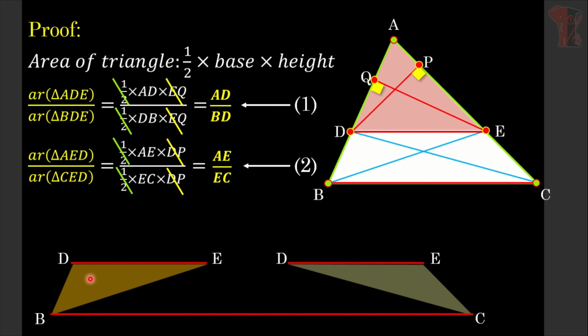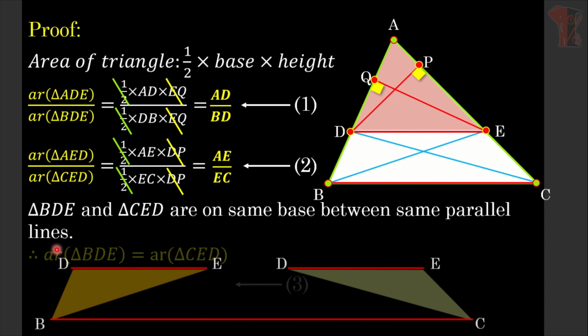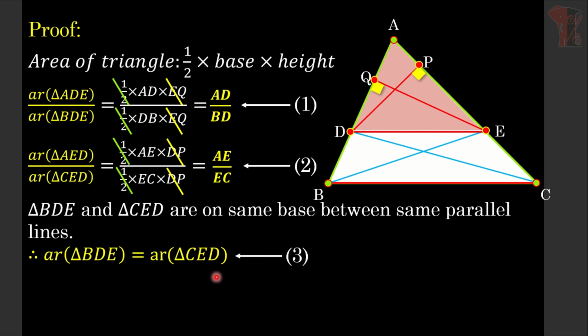And here both the triangles are on the same base. So since the triangles are on the same base and between the same parallel lines, what we can say is their areas are equal. So what is the reason? Triangles BDE and CDE are on the same base DE and they are between the same parallel lines, that is DE and BC. So that means their base and height are the same. When the base and height are the same, the area of the triangle remains the same. So that's why area of BDE is equal to area of CDE.